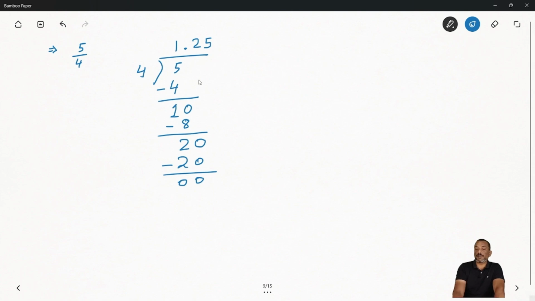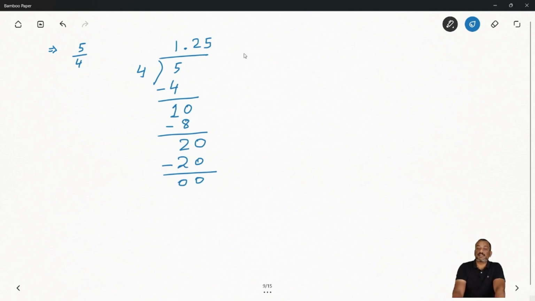Okay, so again the remainder you got is 0 and your decimal has terminated. So again this one is called terminating decimals. Okay, so hope you understand. Any decimal that ends at 0, where your decimal ends, that type of decimal is called a terminating decimal. It only happens in rational numbers.